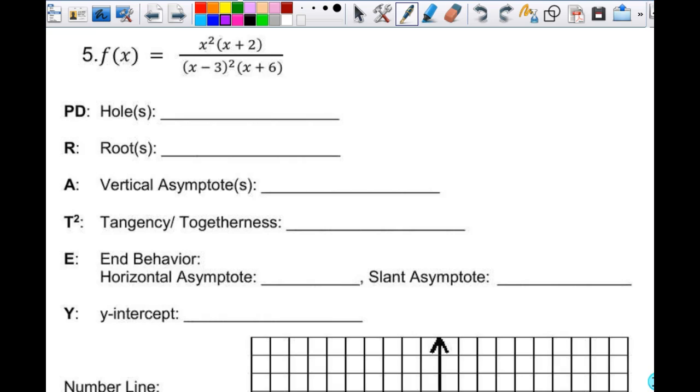Do I have any holes here? No. Okay, so there's none of those. My roots are at -2, 0.